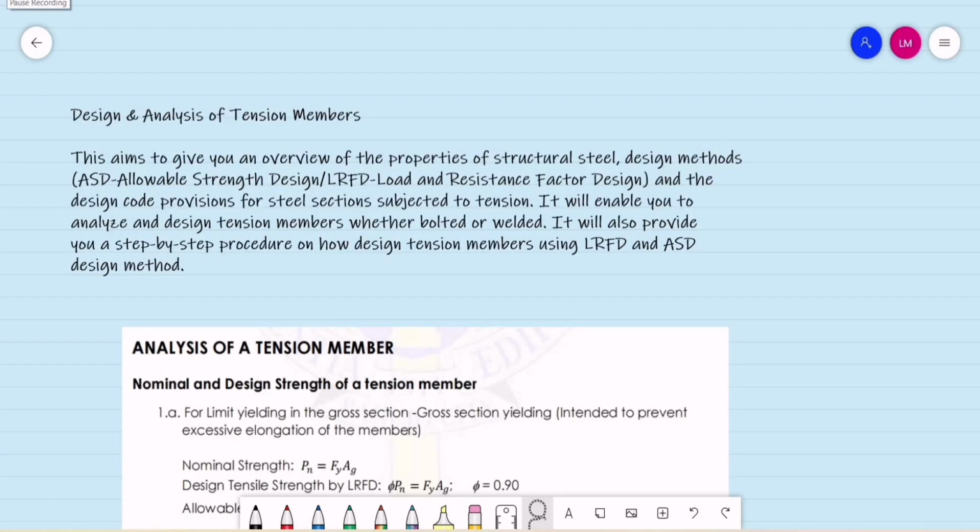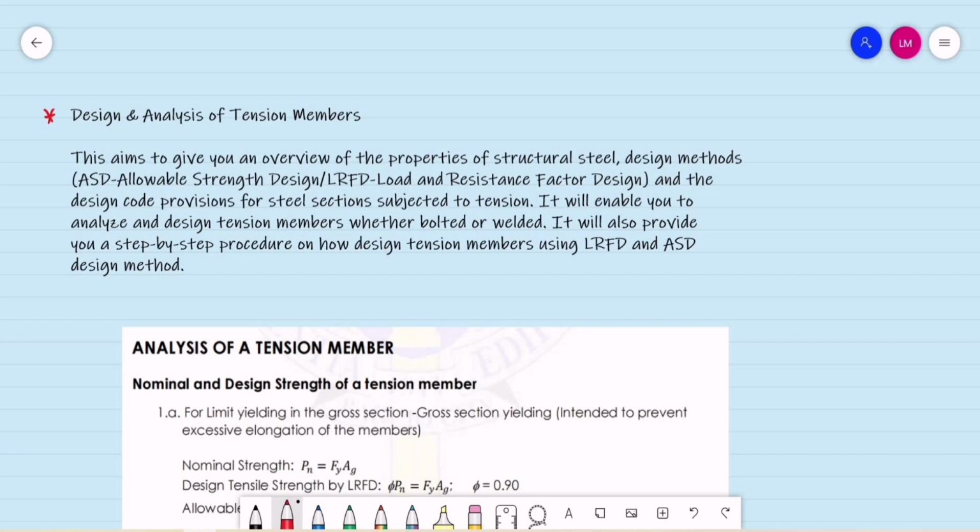Class, good day. So this is the introduction for the principles of steel design. The first part is the design and analysis of tension members. This aims to give you an overview of the properties of structural steel design methods.